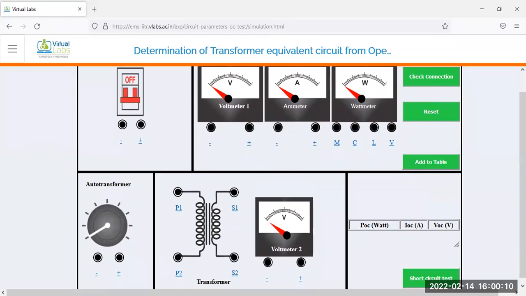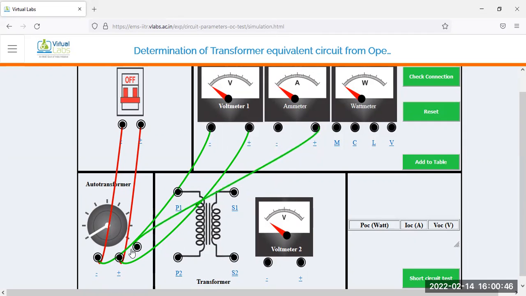So just connect from this point, that means this positive to this positive polarity, this negative to this negative polarity, and this voltmeter is connected in parallel, from this point to this point, and from this negative polarity to this point. And this ammeter, just connect here from positive to this positive terminal of the autotransformer. From the negative polarity of this ammeter, go to the wattmeter, and L and C are shorted. So just put here the L and C.